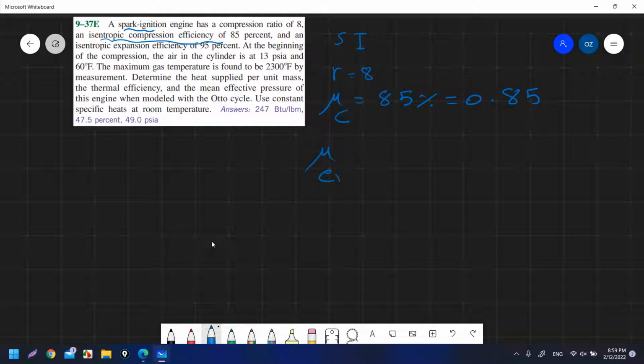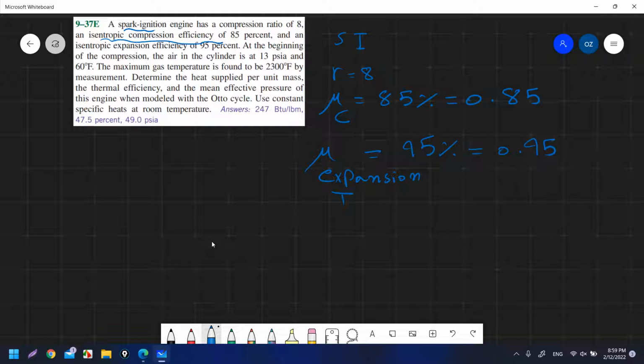So for expansion, some people put T, because usually the turbine has an expansion process. But we don't have a turbine here in the cycle, so we can call it expansion only. It's 95% and equal to 0.95.